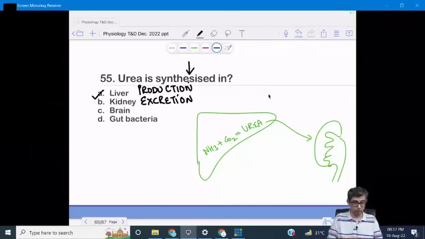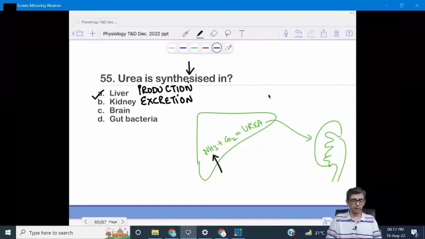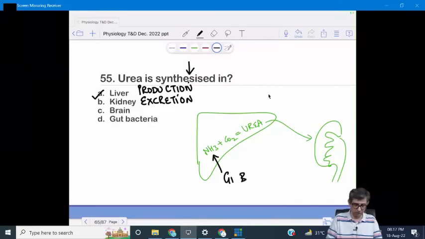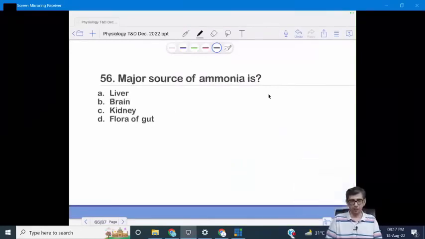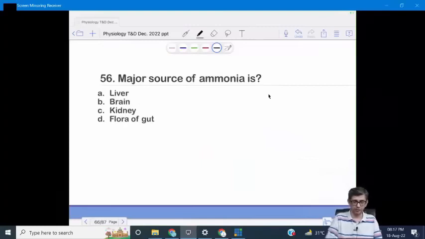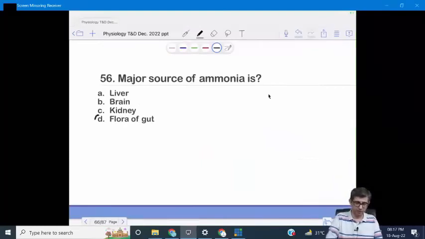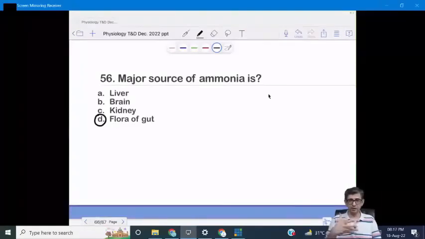No, Karan. Production of ammonia is not the brain. The major site of ammonia production is not the brain. The major site of ammonia production is GI bacteria. Yes, Karan, you're right. It is the gut bacteria, which is the major site. Answer to question number 56 would be option number D. It is the flora of the gut. It is the bacteria which are the source of ammonia production.